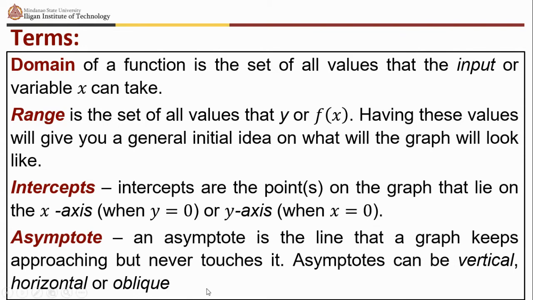Now, an asymptote is a line that a graph keeps approaching but never touches. Asymptotes can be vertical, horizontal, or oblique.